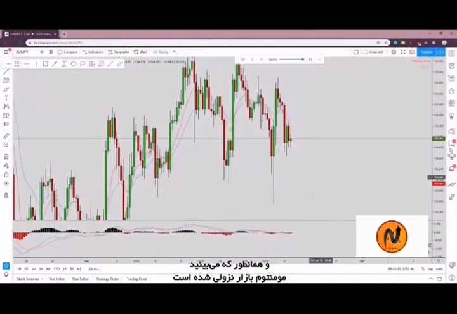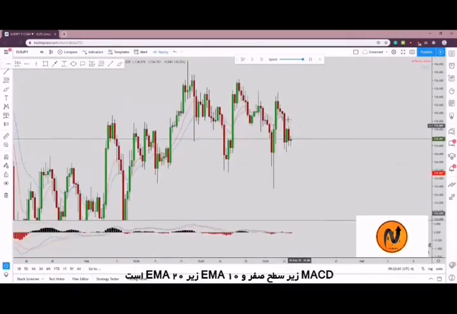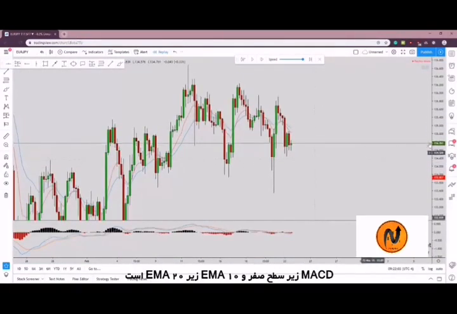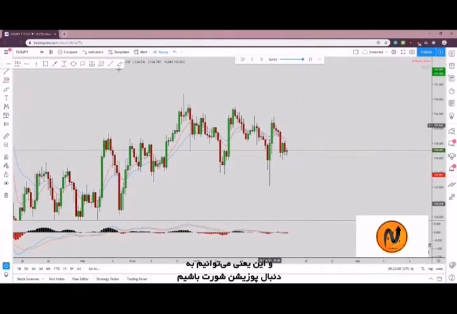So as you can see, we have already shifted to a bearish environment. MACD is way below the 0, and 10 EMA is below the 20. So what does it mean? We can already be looking for shorts.